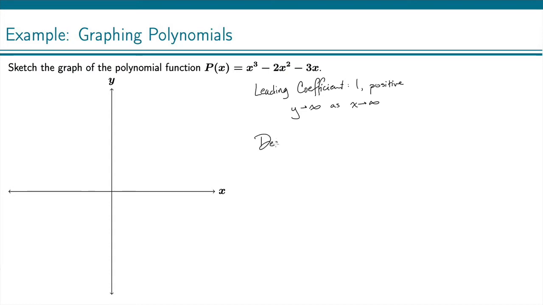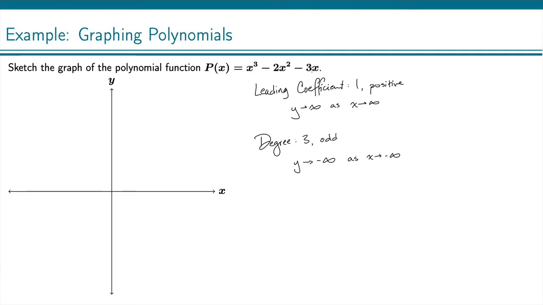Then we look at the degree, and the degree of this polynomial is 3, which is odd. And an odd degree means that the left side of the graph does something different. So instead of going up, we'll be going down. So y approaches negative infinity as x approaches negative infinity.